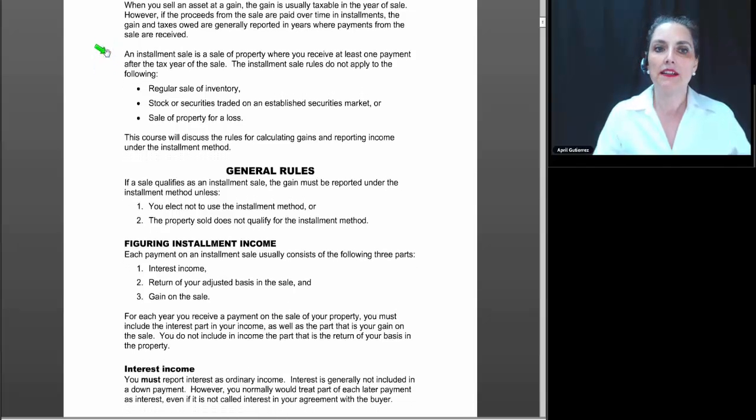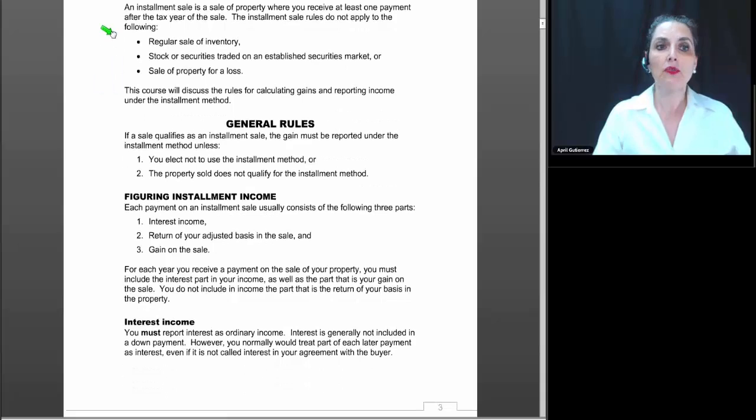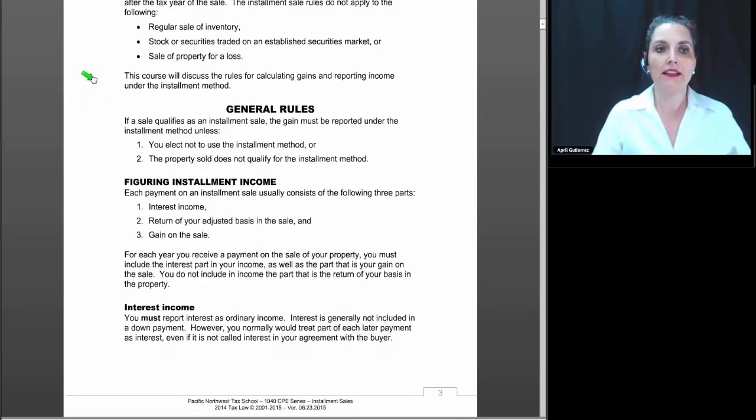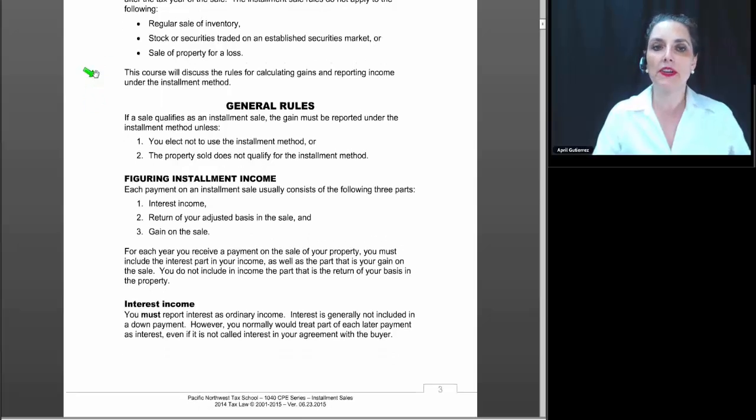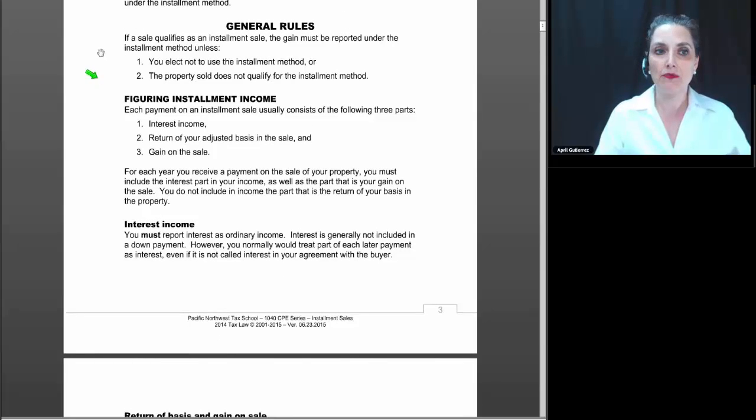An installment sale is a sale of property where you receive at least one payment after the tax year of the sale. The installment sale rules, though, do not apply to the following: the regular sale of inventory, stock or securities traded on an established securities market, or the sale of property at a loss. Today's course is going to discuss the rules for calculating gains and reporting income under the installment method. Let's take a look now at the general rules.